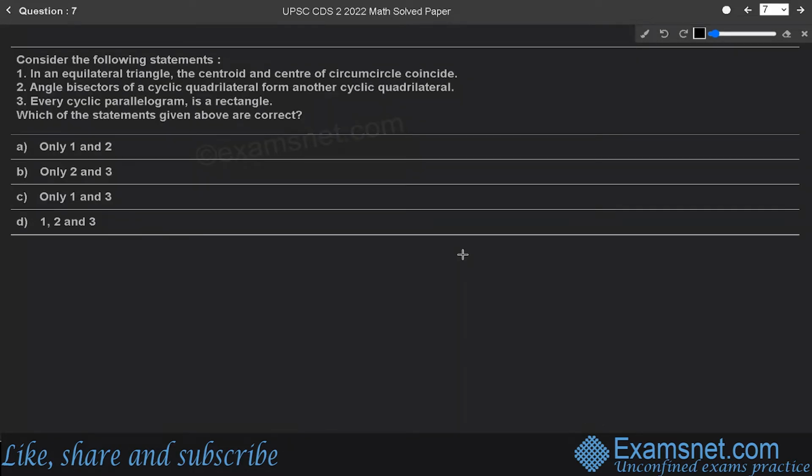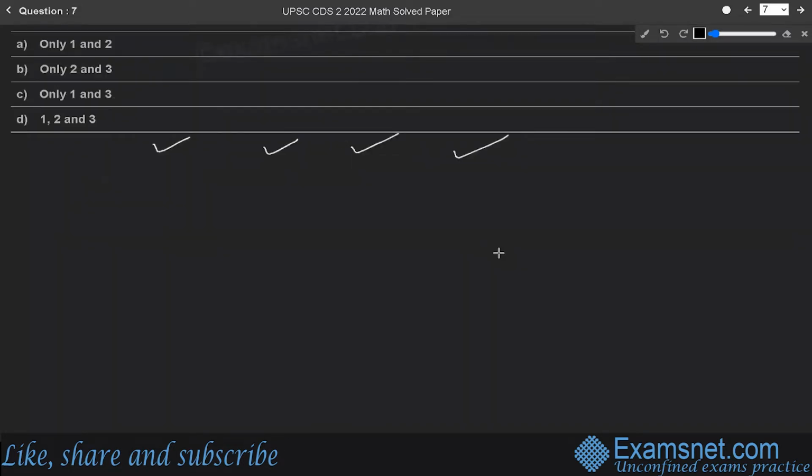Next question is, consider the following statements. First statement is, in an equilateral triangle, the centroid and center of circumcircle coincide. We know that in an equilateral triangle, the centroid, the circumcenter, the incenter and the orthocenter all coincide. So we can say that the first statement is absolutely correct. Second statement is, angle bisectors of a cyclic quadrilateral form another cyclic quadrilateral. In the previous question, we have seen what a cyclic quadrilateral is.